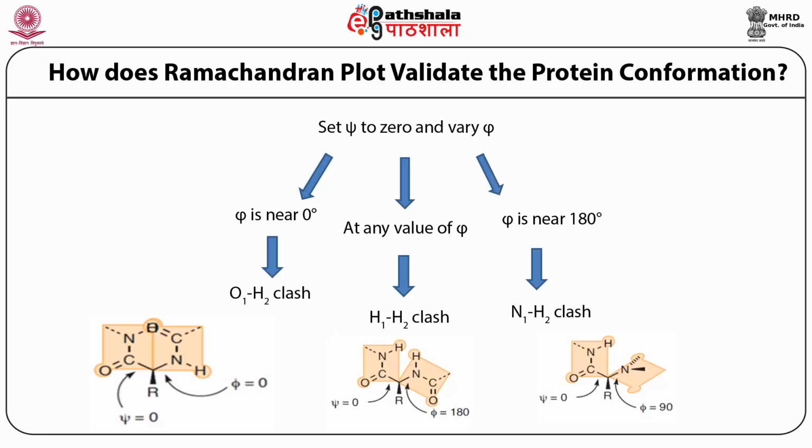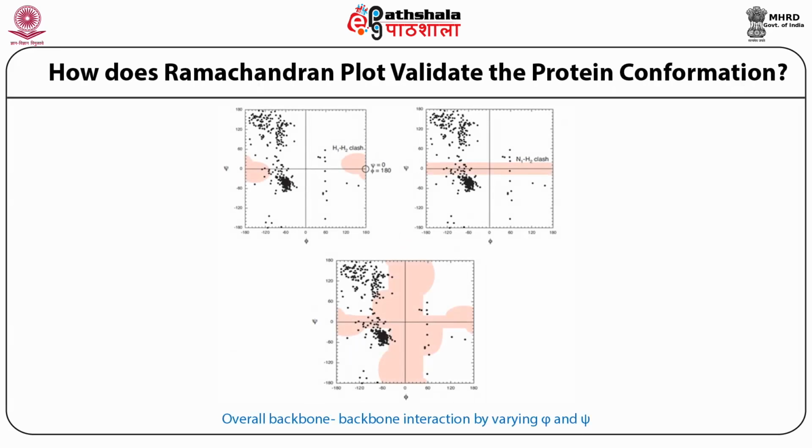So we can calculate the energy of these regions, and then we come to the conclusion that these are the regions which are not allowed for energy reasons because of steric clashes. By combining these results, there are three figures shown in this diagram: HH clash, OH clash, and NH clash. All these clashes are shown in a shadowed area. So in the third diagram, the overall picture is completely seen.